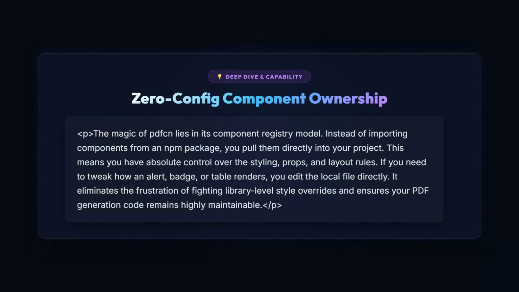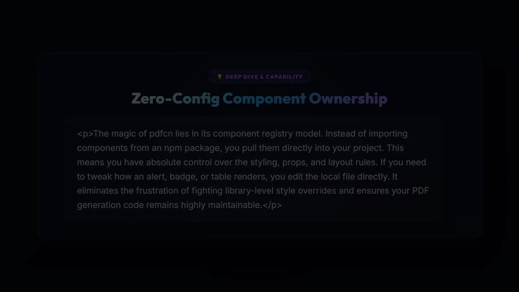The magic of pdfcn lies in its component registry model. Instead of importing components from an npm package, you pull them directly into your project. This means you have absolute control over the styling, props, and layout rules. If you need to tweak how an alert, badge, or table renders, you edit the local file directly. It eliminates the frustration of fighting library-level style overrides and ensures your PDF generation code remains highly maintainable.